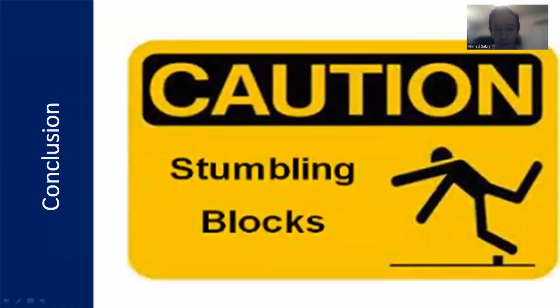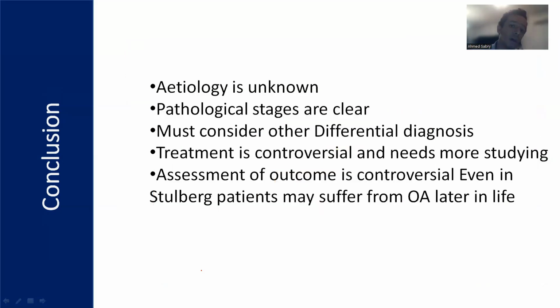So we're going to go to the conclusion. Of course, there are lots of stumbling blocks that we have to identify in Perthes disease. There are lots of problems. Basically, the etiology is unknown. The only thing that's maybe clear in Perthes is the pathological stages. We also have to consider other differential diagnoses. Treatment is controversial and needs more study. Like we said, nothing is 100% confirmed, and even if a paper says something, usually there's another paper that says the opposite.